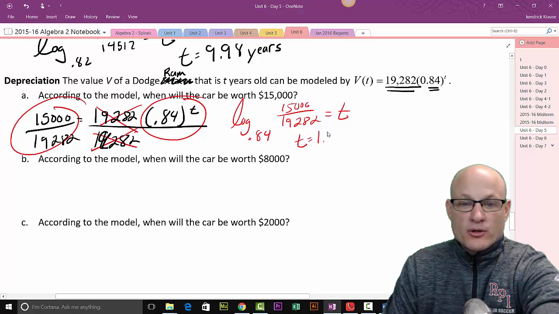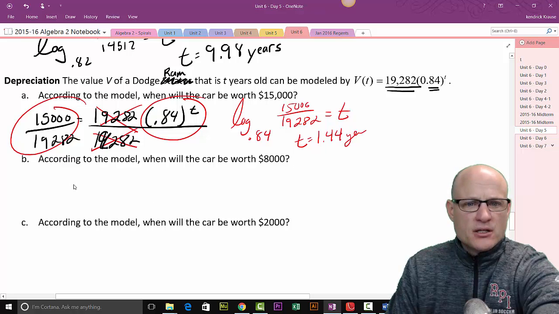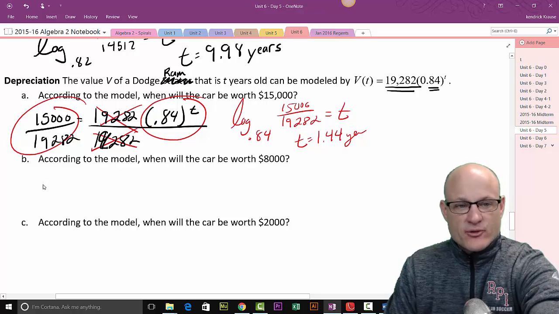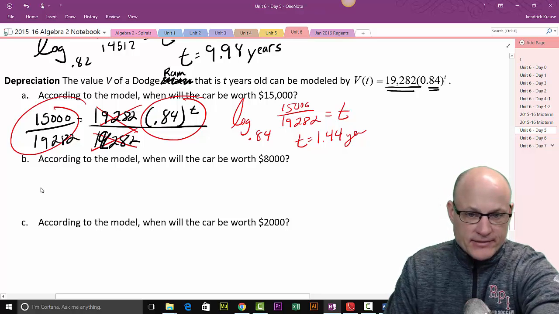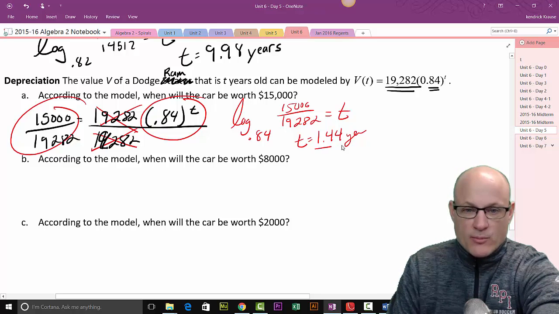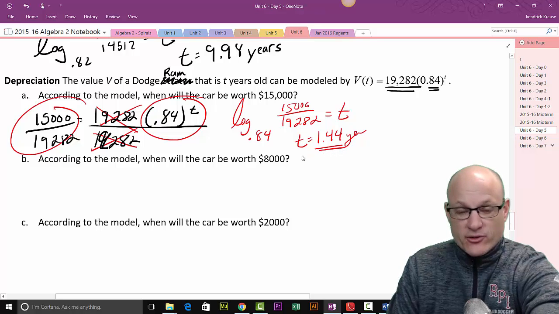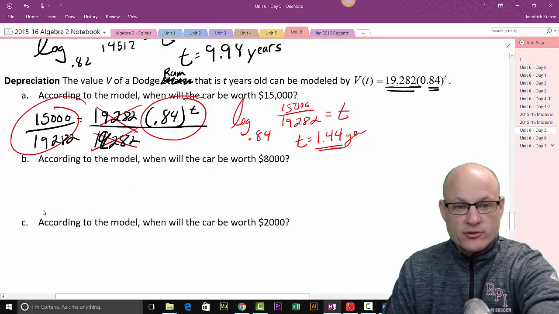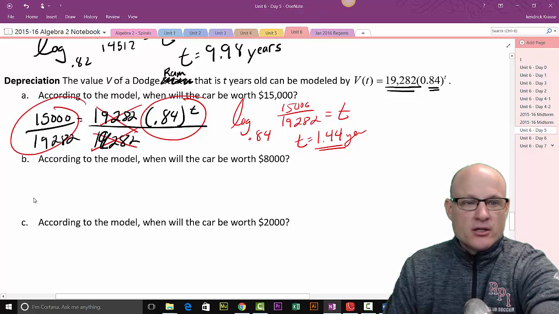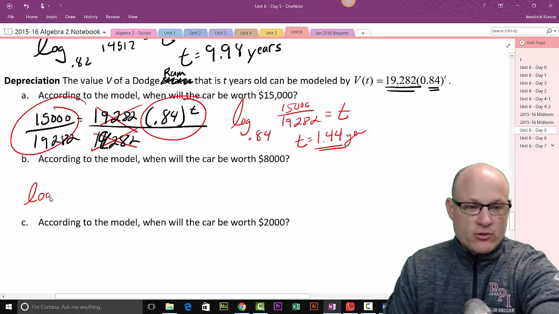So in this case, t equals 1.44 years, approximately. It doesn't say the year. It just bothers me. If the year was 2008, then in 1.44 years you'd say that's 2009. So just about halfway through 2009, it would be worth $15,000.